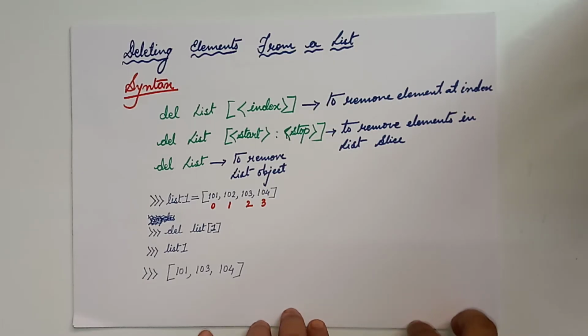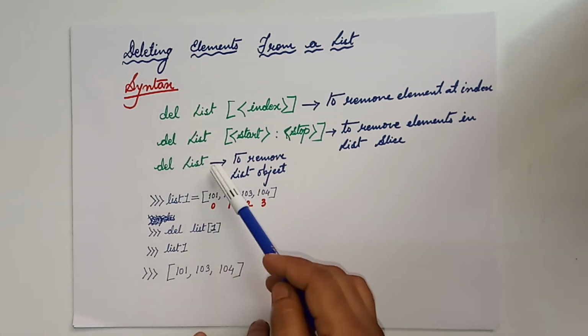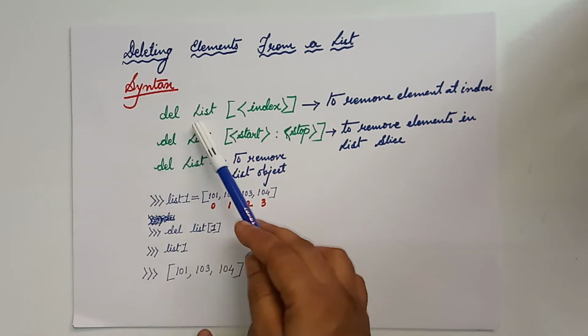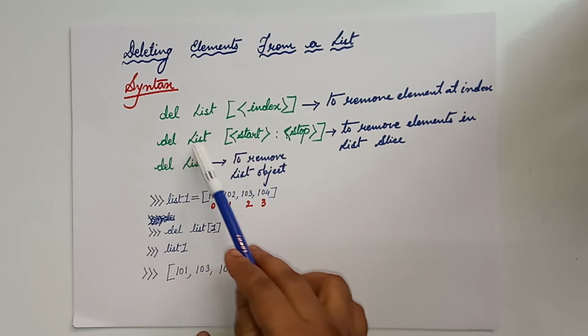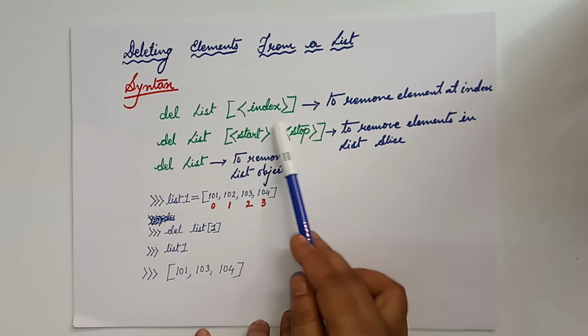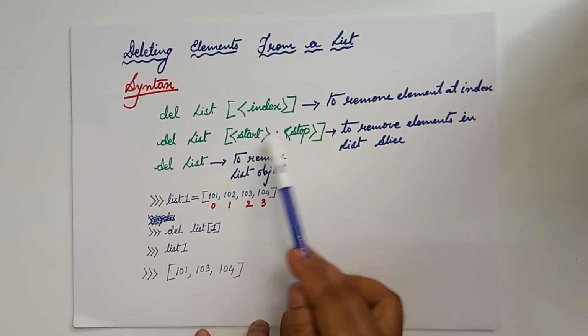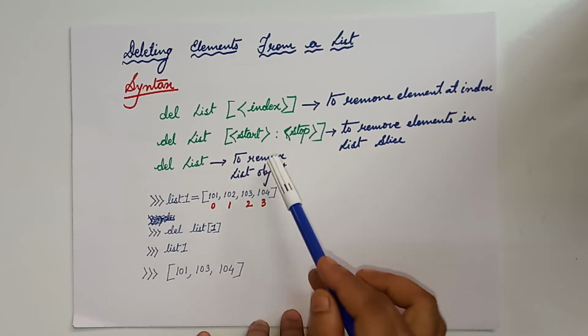Deleting elements from a list. So for this we have to use what? Del keyword. These are the 3 syntaxes I mentioned. Del keyword list index if we want to delete only one element. Del list start and stop. This is what the list slice if we want to delete elements within a range. And del list means if you want to remove the complete list object.